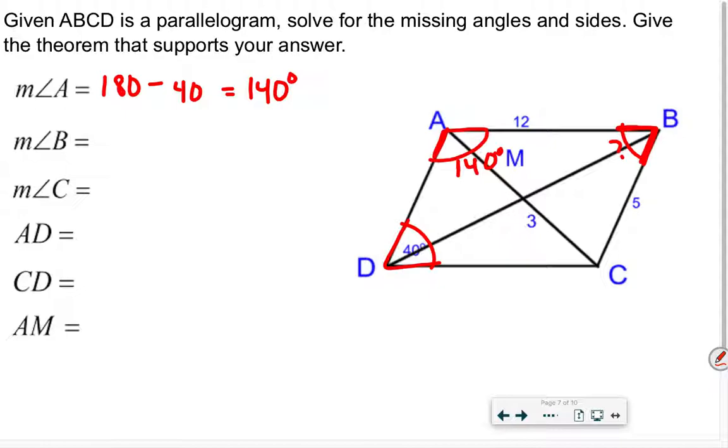Ashley, which angle is opposite of angle B? Angle D. And how big is angle D? 40. So how big is angle B? 40. Very good.